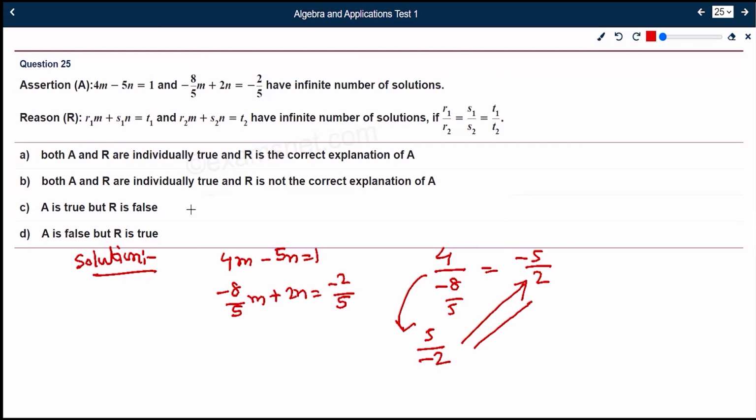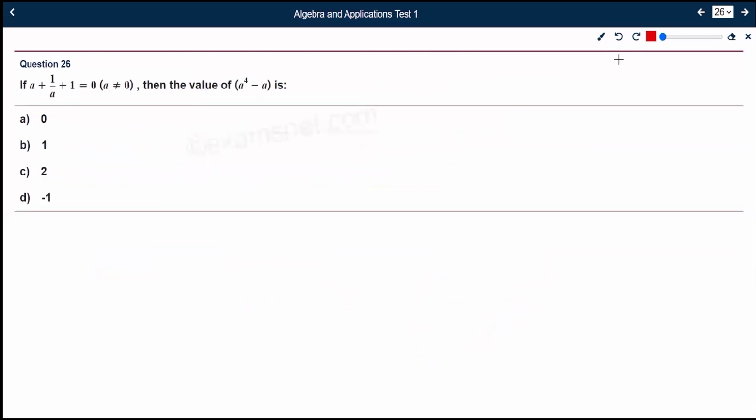So here both the statements, both A and R, are individually true, and R is the correct explanation of A. So here option A is the correct one. Now let's move towards the next sum.